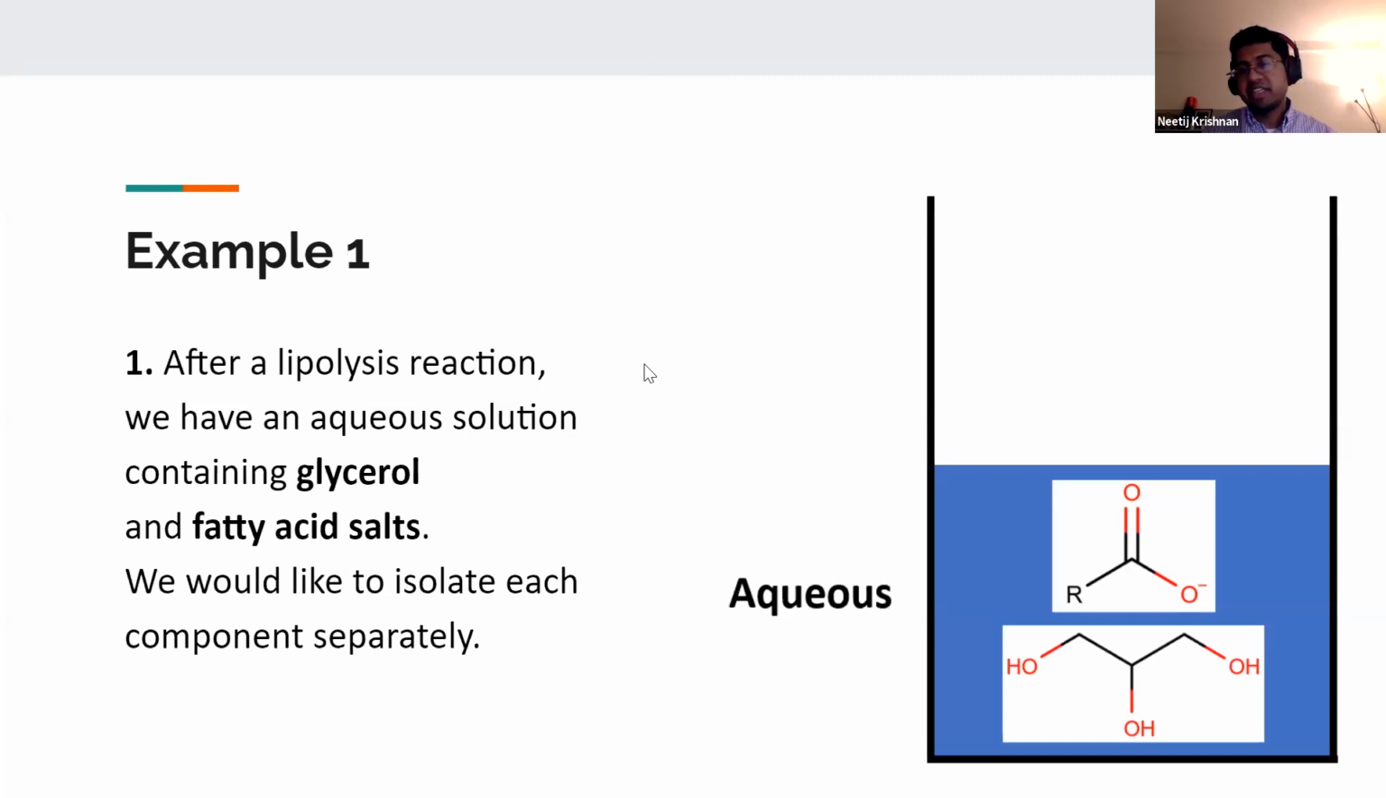Both of these are going to be sitting in the aqueous layer because one of them is very polar. The other one has a long nonpolar tail, but is still charged. So they both sit in the aqueous layer, and we want to isolate each component separately. The first thing we might notice is that we have an acidic group. It's been deprotonated, and that's why it's negatively charged.